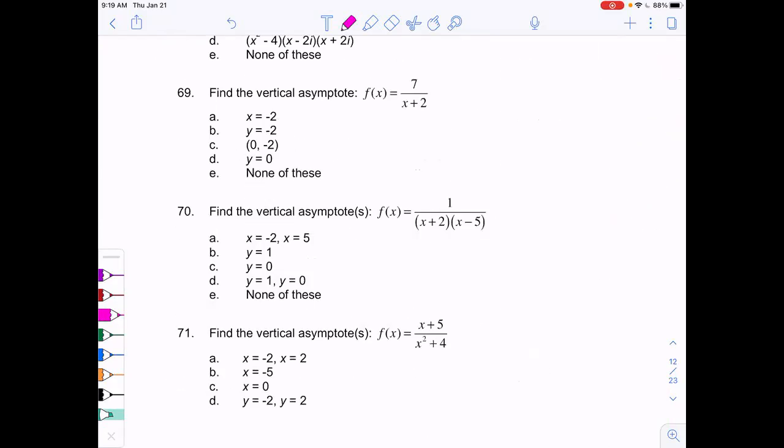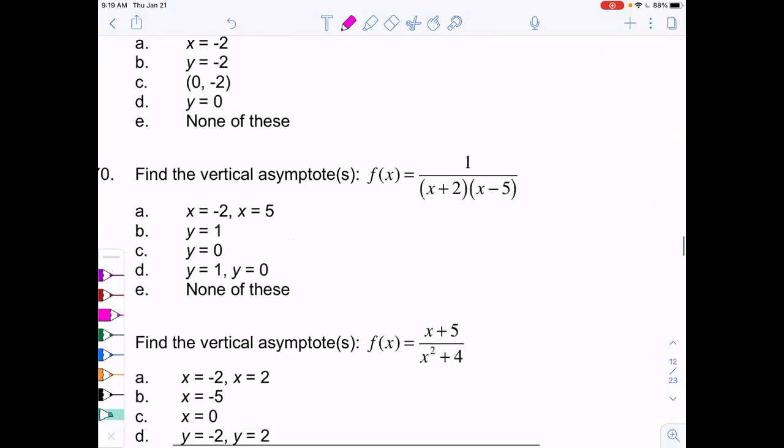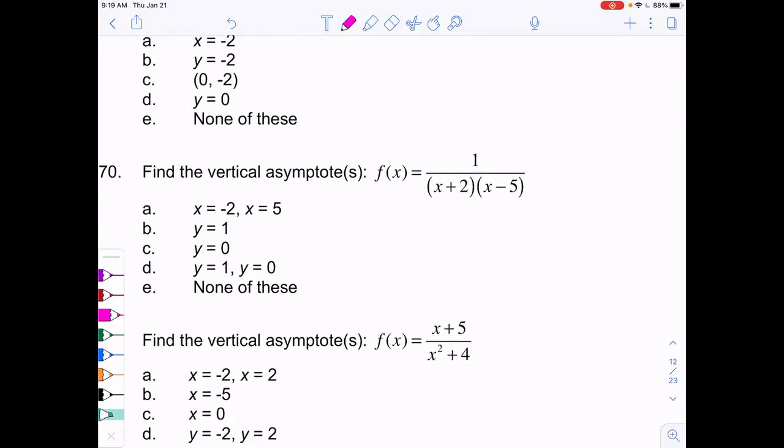So if I look at number 70, the vertical asymptote is found when the denominator is equal to 0. So if you take each factor and solve, I would have a vertical asymptote at 2 and a vertical asymptote at 5. So they're found when the denominator is set equal to 0.